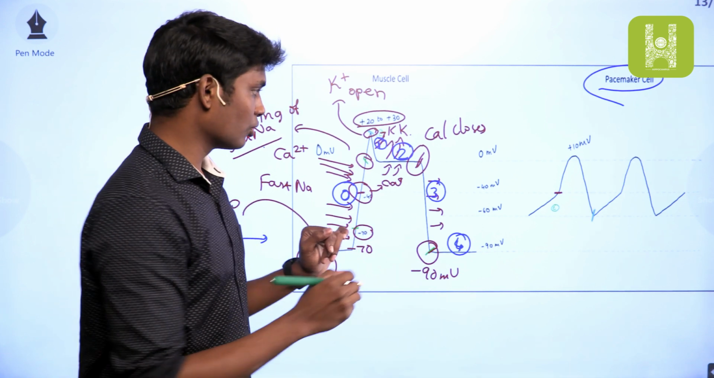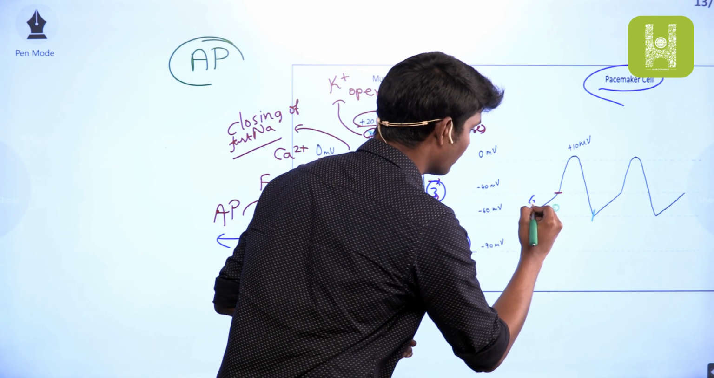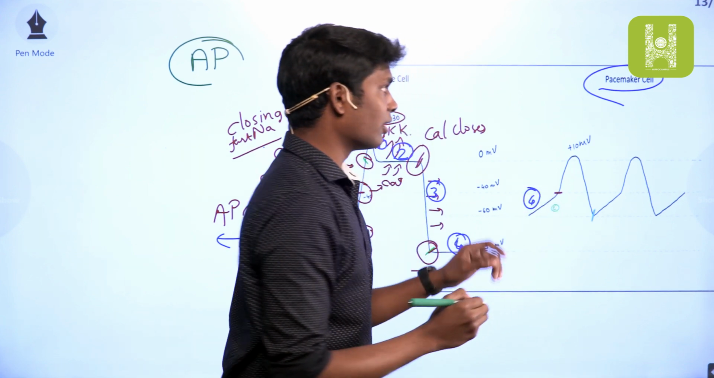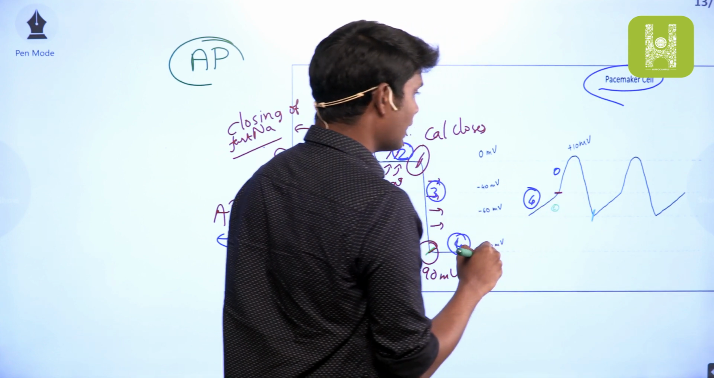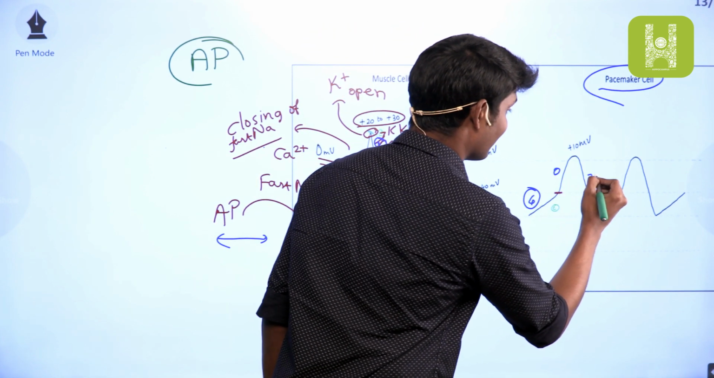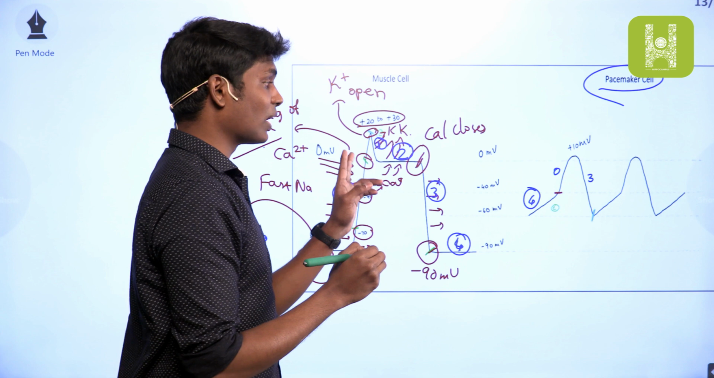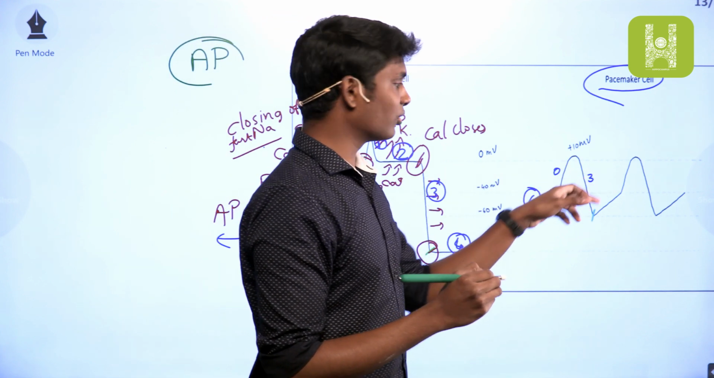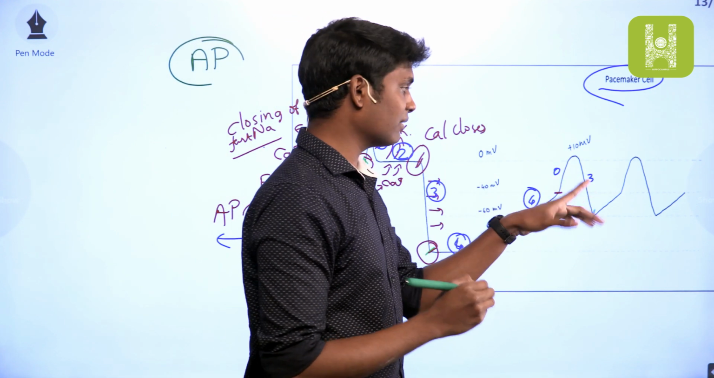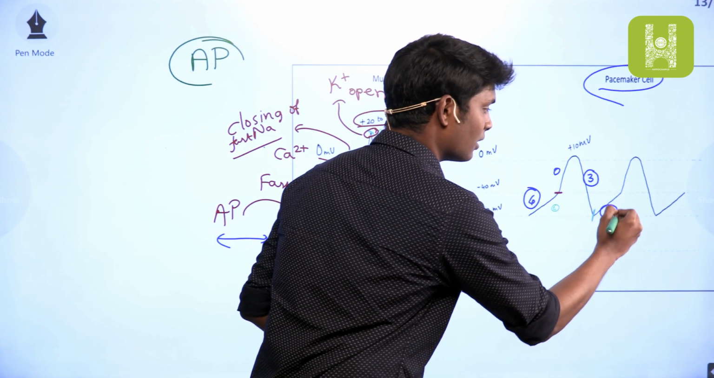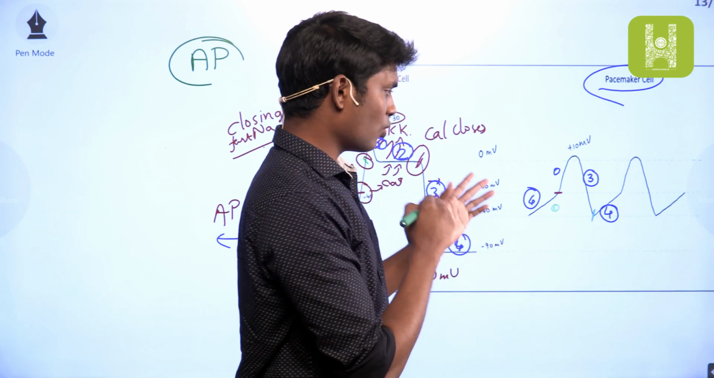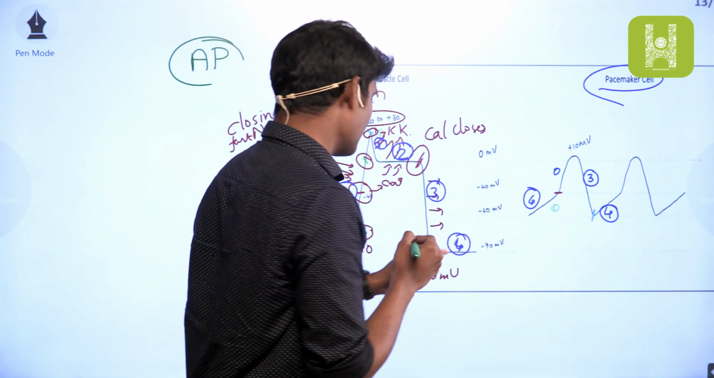I'll explain. So this is the phase 4 of a pacemaker cell. This is the phase 0, and this is the phase 3. The phases 1 and 2 merge together here, so that there is no phase 1 and 2 separately, whereas there is phase 3 here, and again there is phase 4 here. So why is this difference? I'll tell you.